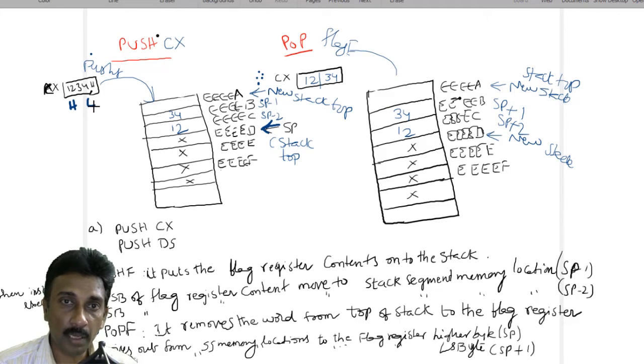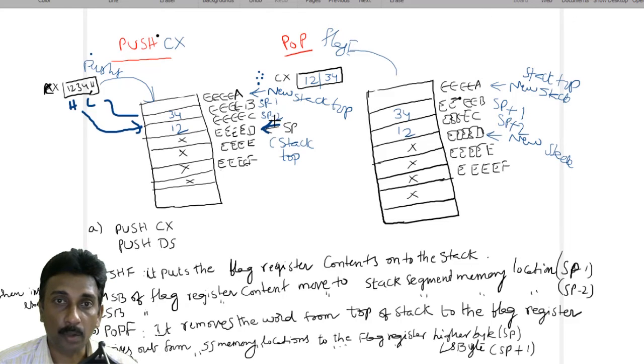Lower byte will be saved into the lower address, higher byte will be saved into the higher address. So 34 will be saved into the lower address, as well as the higher byte will be saved into the higher address. Okay, now these locations are also filled out. Now what is the new stack top? Actually this is the previous stack top. Now after pushing the data, this is the new stack top.